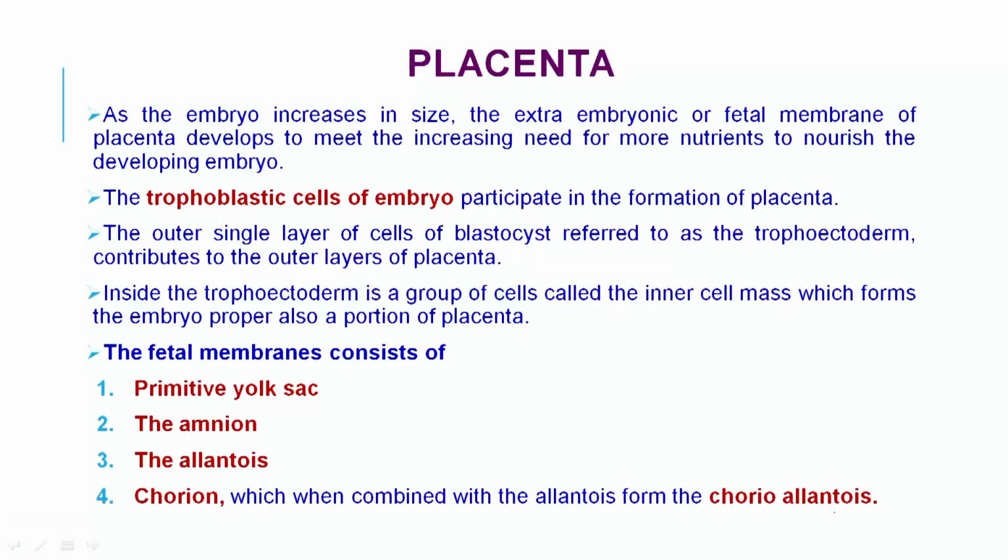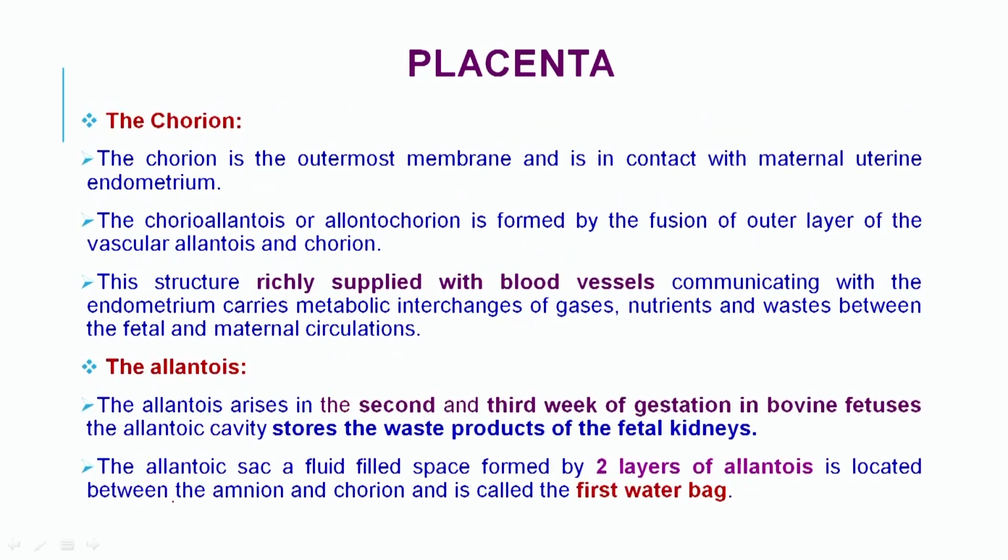The trophoblastic cells of the embryo participate in the formation of the placenta. The outer single layer of cells of the blastocyst, referred to as the trophoectoderm, contributes to the outer layer of the placenta. Inside the trophoectoderm is a group of cells called the inner cell mass, which forms the embryo proper, and also a portion of the placenta. The fetal membrane consists of the primitive yolk sac, amnion, allantois, and chorion. The chorion is the outermost membrane and is in contact with the maternal uterine endometrium.